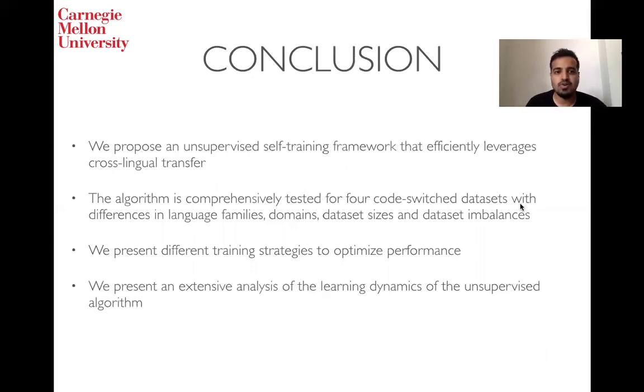So to conclude, we proposed an unsupervised self-training framework, which is a minor twist to the self-training algorithm, which efficiently leverages cross-lingual transfer. And we tested the algorithm on 4 data sets, which have different language families, different domains, data set sizes, and data set imbalances. We also presented different training strategies to counter those differences, and an extensive analysis of the learning dynamics of the unsupervised algorithm. Right now, we've tested our framework for a binary classification problem, and in the future, we look to use this framework for more complicated problems, starting off with, say, multi-class classification.